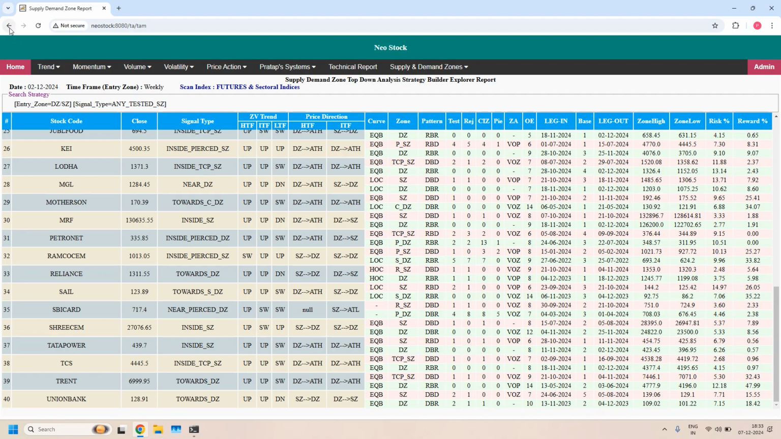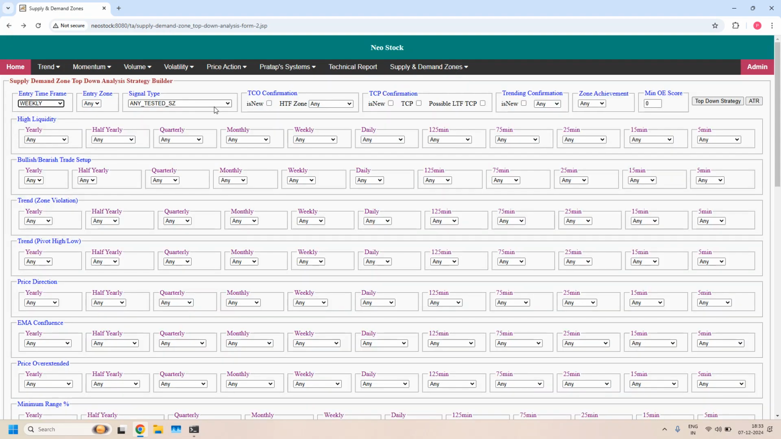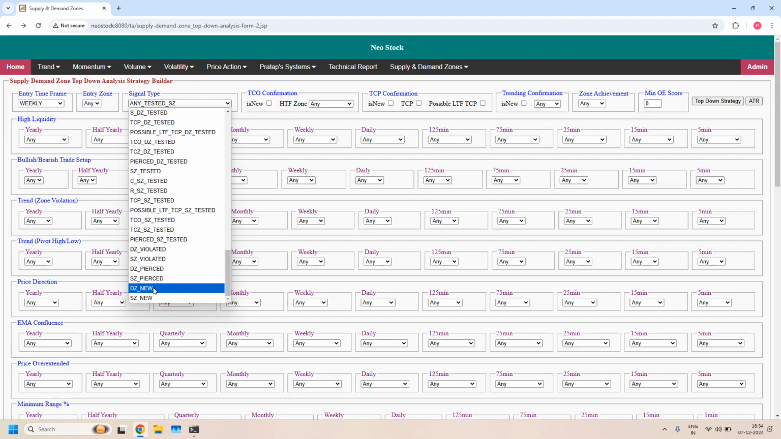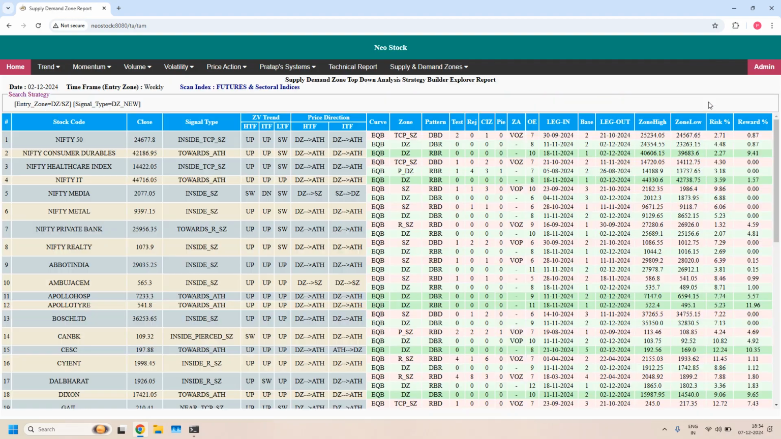Okay, next, weekly time frame. Let us find the stocks having newly created weekly demand zones during this week. Good number of weekly demand zones are created during this week. All these stocks are having newly created weekly demand zones.